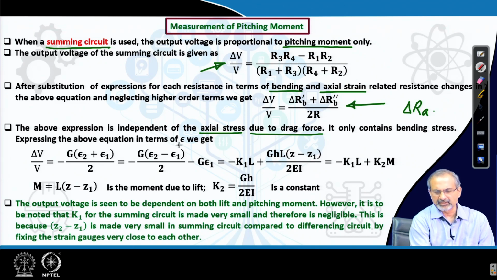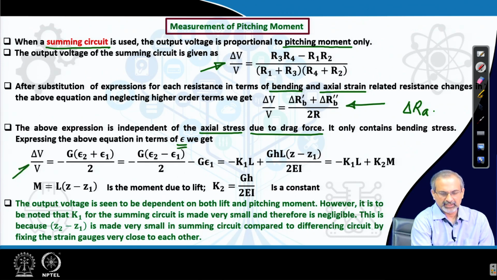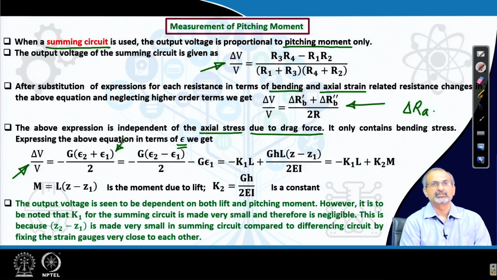Expressing the above equation in terms of epsilon, which we just discussed in the previous two slides, we can now convert that expression in terms of the epsilons. So, this is the expression you will get as a consequence. Let us try to rewrite it like this. We break it into two terms, and then we can write the first term as minus K 1 L, the second term as this, which is nothing but another constant into the pitching moment.